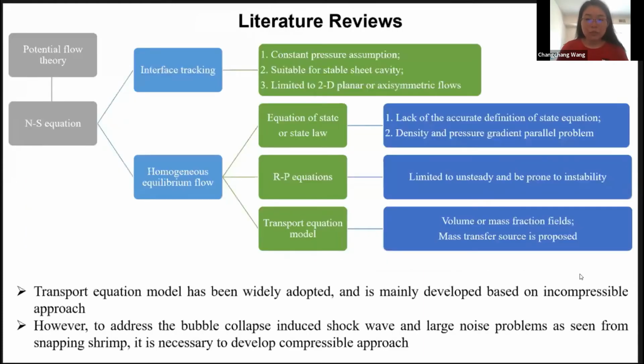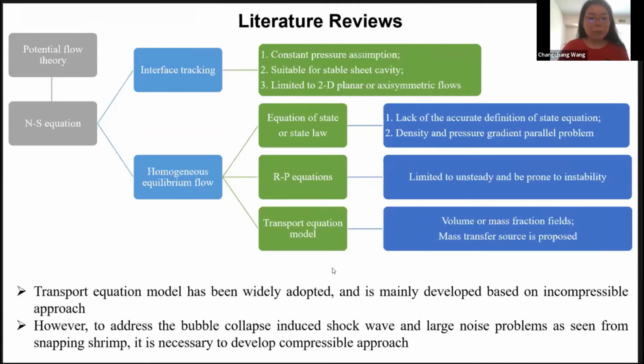Also, computational modeling of cavitation has been pursued for years due to its complex flow physics, especially the multi-scale characteristics. The modeling of cavitating flow is still a challenging task. This chart shows the most popular methods used in cavitation modeling, including their advantages and limitations. In particular, the transport equation model has been widely adopted and is mainly developed based on the incompressible approach.